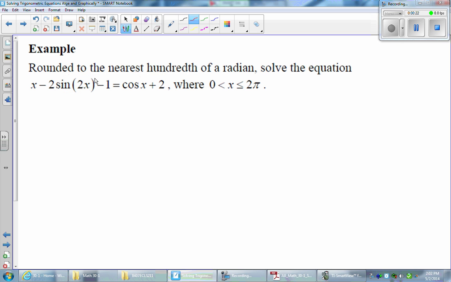So just keep note of the domain that we're working with. We're going from between 0 to 2 pi. So remember, that will give you an idea of what your window should be for the x values.